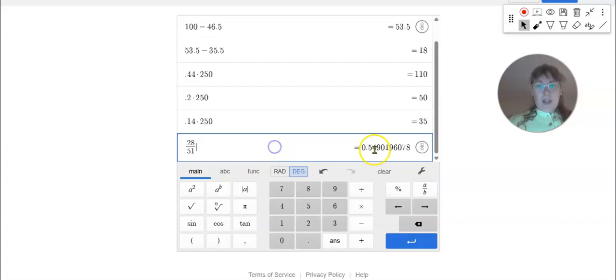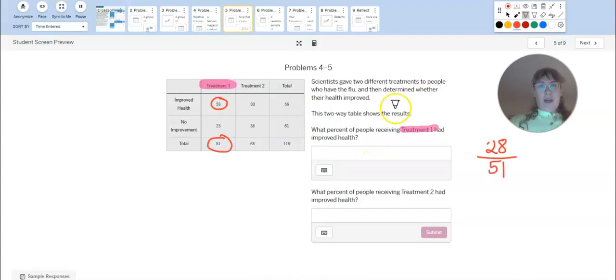28 divided by 51, if we want to make this into a percent, we times it by 100, and we get 54.9% of people. Beautiful.